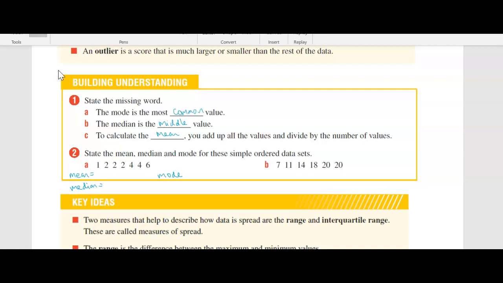Actually, what I might do is just move the median over here, because I'm going to have to do some calculations for the mean. So do median here and then mode. All right, so for your mean, you add up all the numbers. So 1 plus 2 is 3, plus 2 is 5, plus 2 is 7, plus 4 is 11, plus another 4 is 15, plus 6 is 21. Cool, just making sure I got that correct.